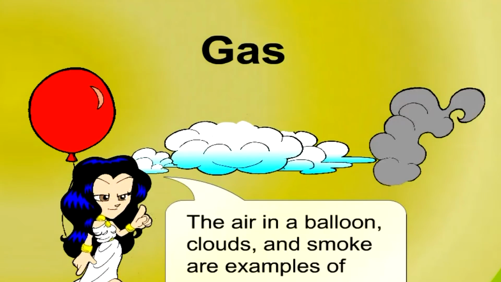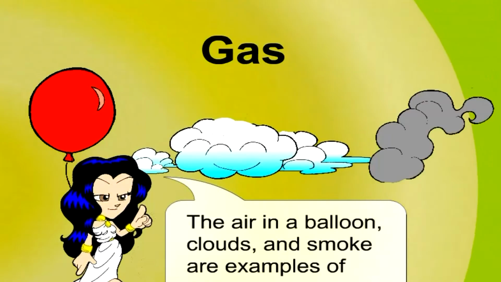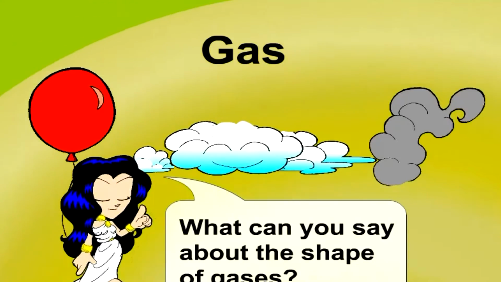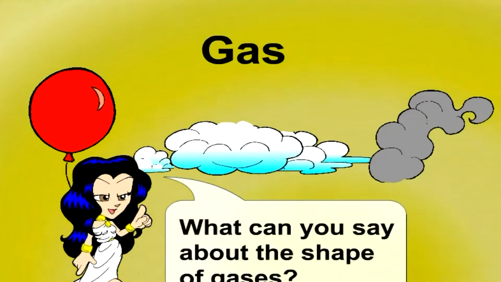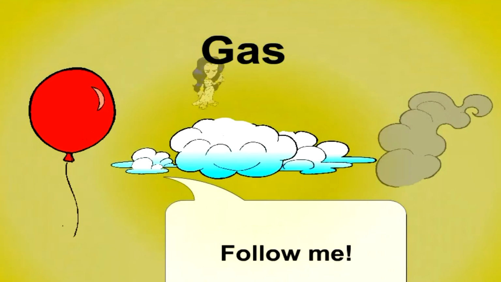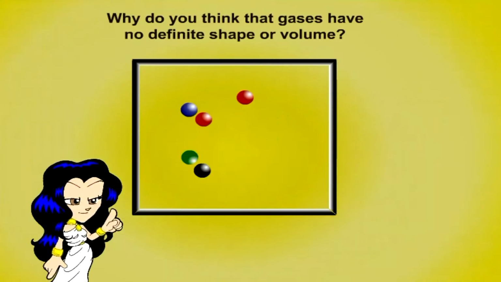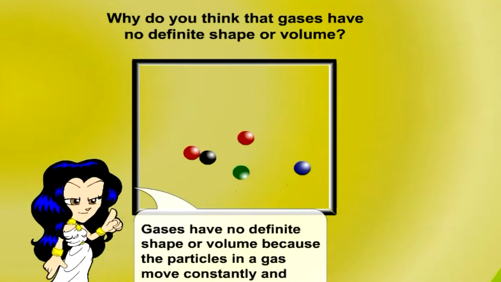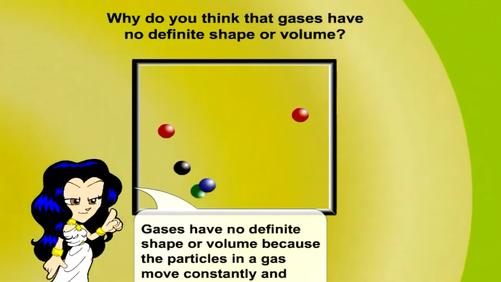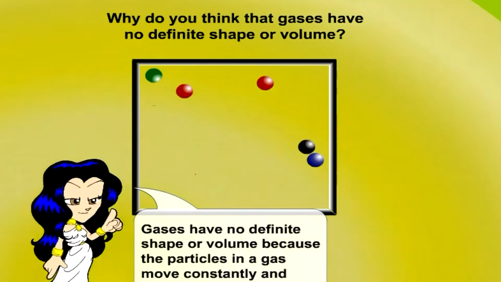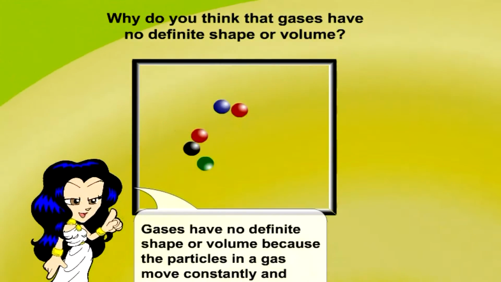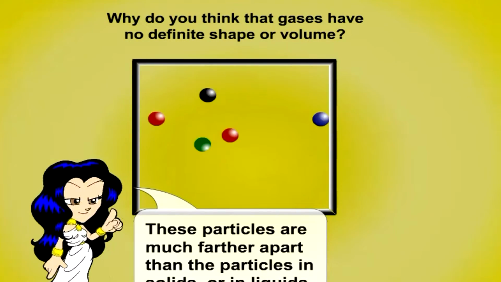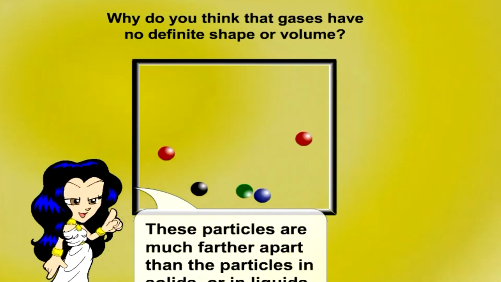The air in a balloon, clouds, and smoke are examples of gases. What can you say about the shape of gases? Follow me. Gases have no definite shape or volume because the particles in a gas move constantly and rapidly in all directions. These particles are much farther apart than the particles in solids or in liquids.